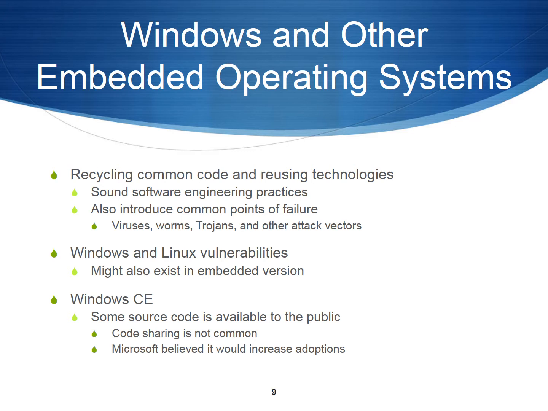Windows and other embedded operating systems. Recycling common code and reusing technologies is a sound software engineering practice, but it also introduces common points of failure such as viruses, worms, trojans, spyware, all that stuff, on any other vectors. Windows and Linux vulnerabilities might also exist in embedded versions. Windows CE has some source code that is available to the public, but code sharing is not common because Microsoft believed it would increase adoption of writing software applications for this OS.